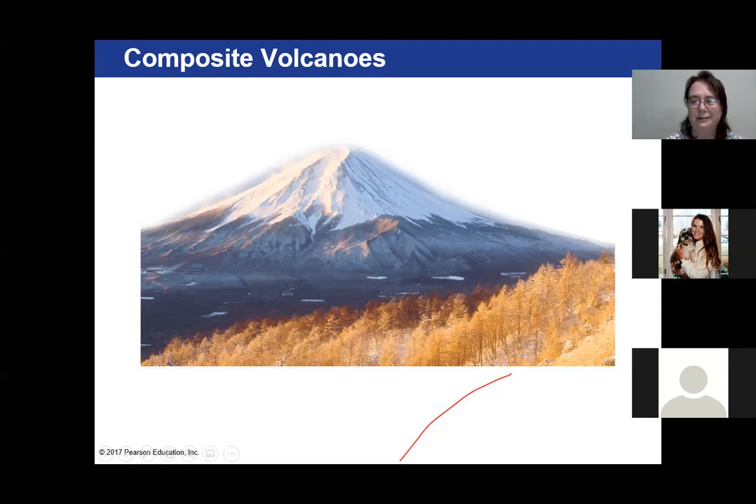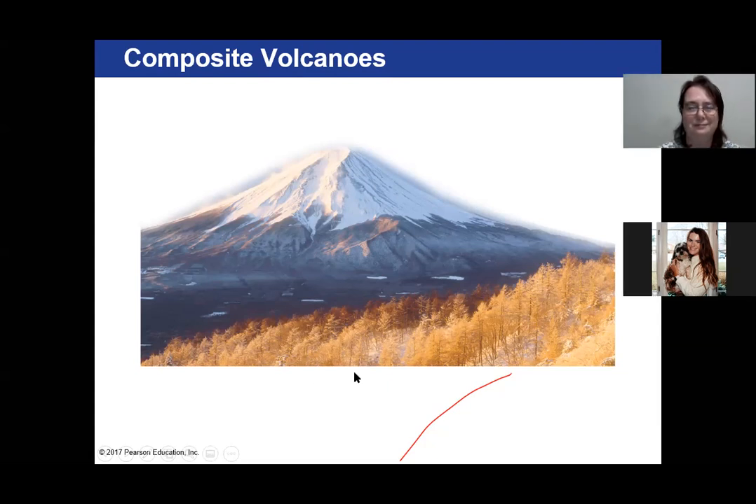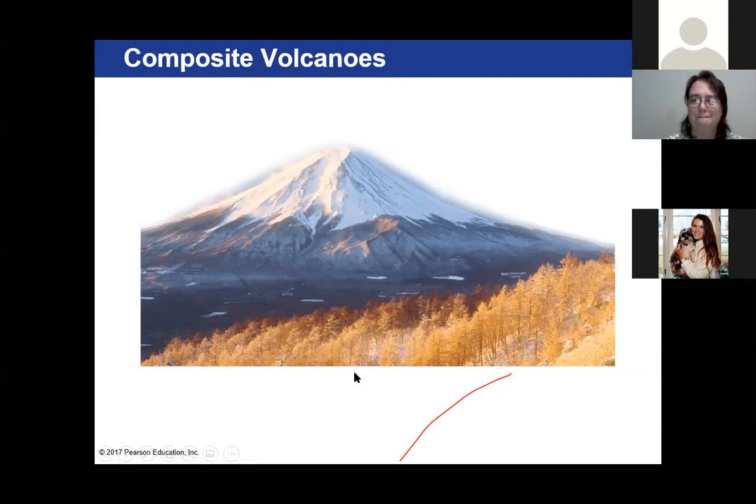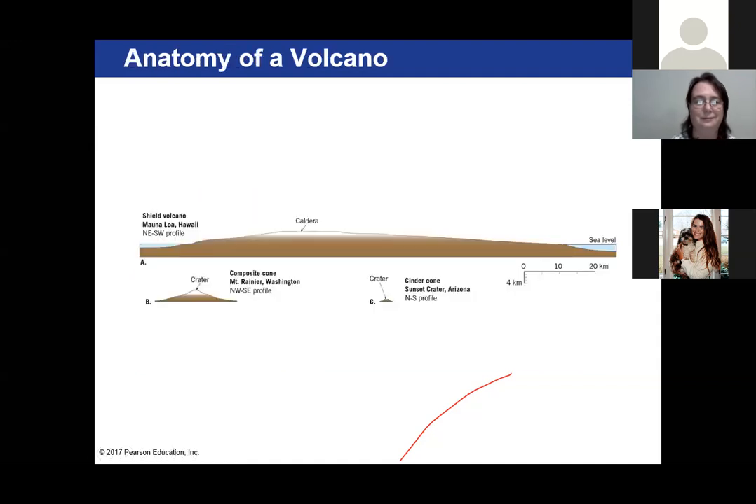No? No guesses? Well, when the lava would come out, it would hit the cold temperatures and it would cool very quickly. Yeah, that's part of it. Yep, that's part of it. But there's a certain type of eruption, and we're coming to it.